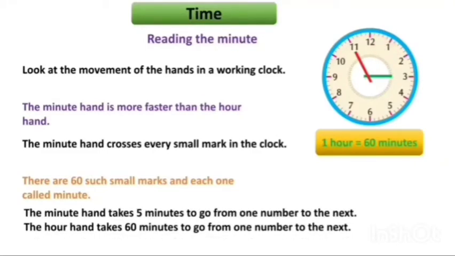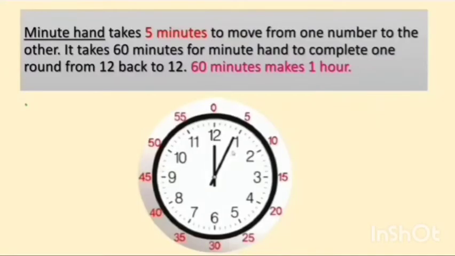The minute hand takes 5 minutes to go from one number to the next, and the hour hand takes 60 minutes to go from one number to the next. The minute hand takes 5 minutes to move from one number to the other. It takes 60 minutes for the minute hand to complete one round from 12 back to 12. 60 minutes makes 1 hour.